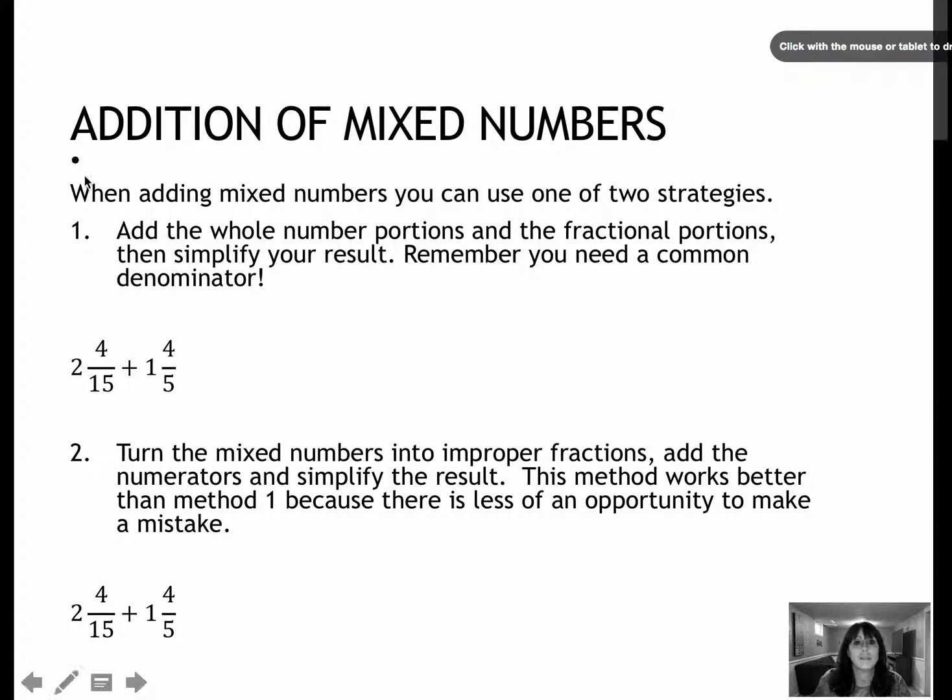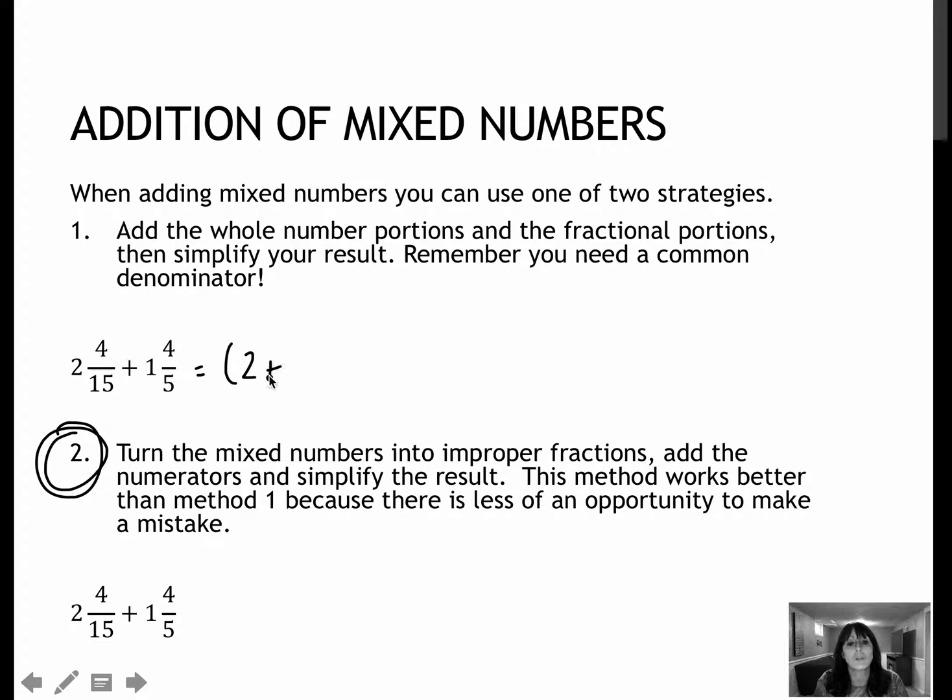Your choice is between either adding the whole number portions and then the fraction portions and then simplifying, or turning them both into improper fractions and going from there. So I'm going to show you both ways, but this is certainly the way that I prefer. The first way, I would really be adding the 2 and the 1 together, and then adding the 4/15 and the 4/5 together, and then that would be my result, the sum of those two sums.